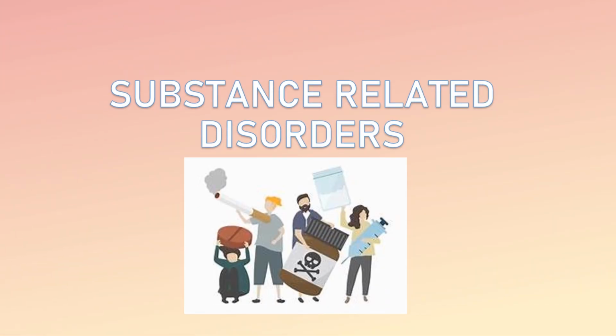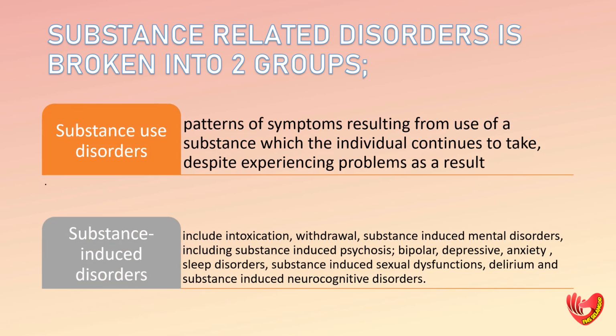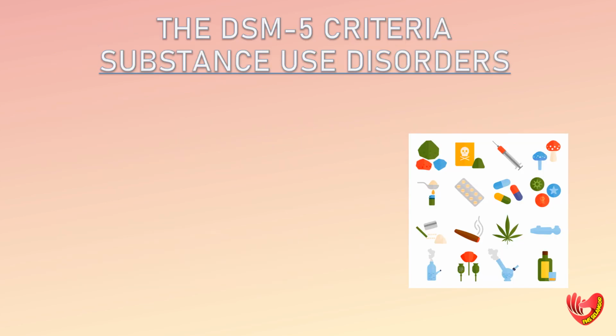Based on the types of addiction we mentioned earlier, let's focus on substance addiction. This is related to the diagnosis of substance-related disorders. According to the DSM-5, substance-related disorders are recognized based on the use of 10 separate classes of drugs, as stated here. These disorders can be further divided into two different groups: substance use disorders and substance-induced disorders. But in this instance, we will focus on substance use disorders.